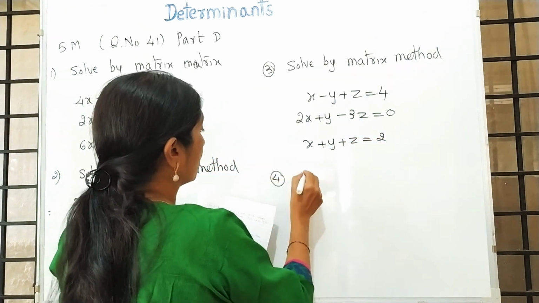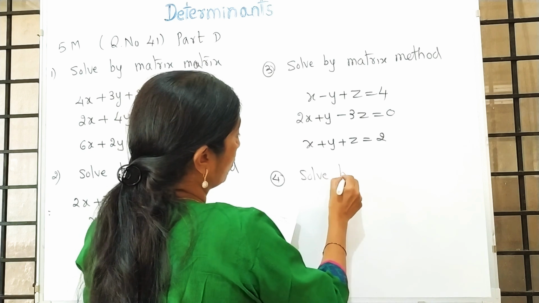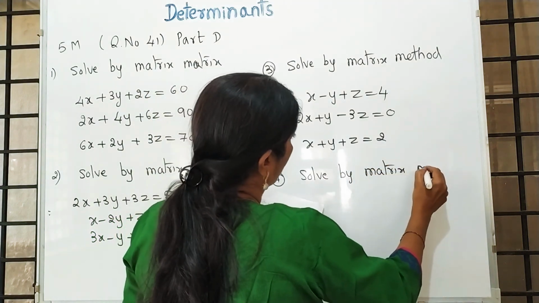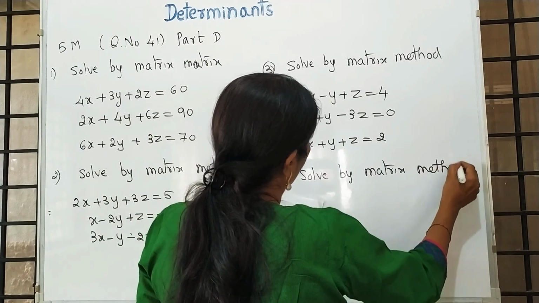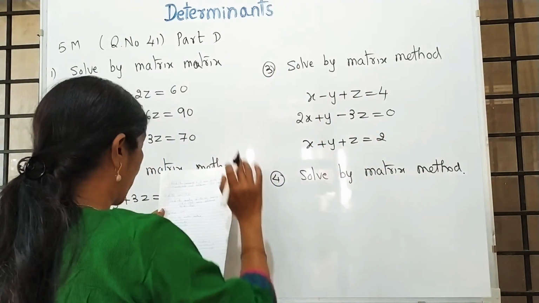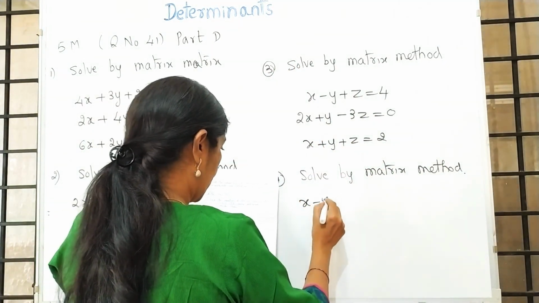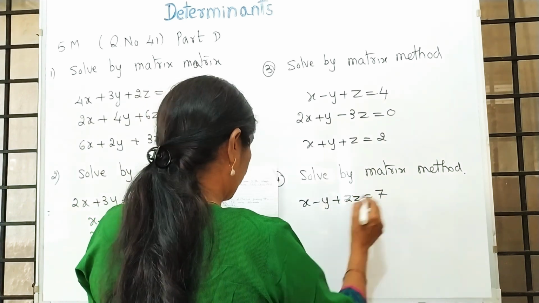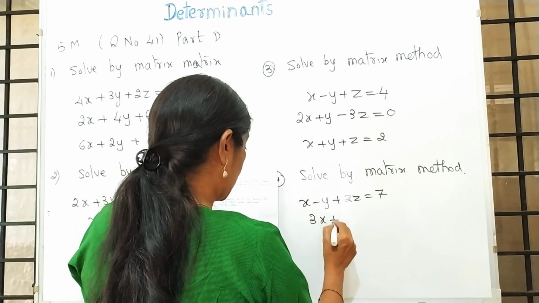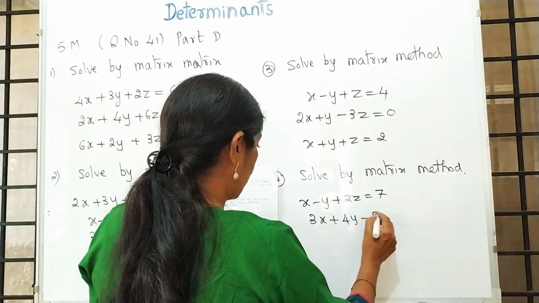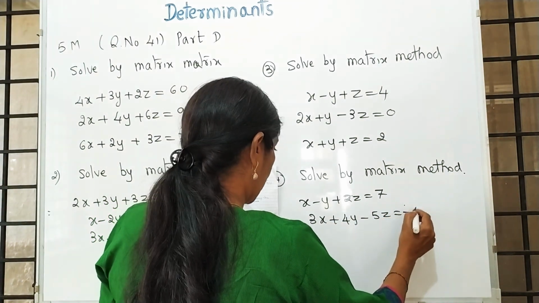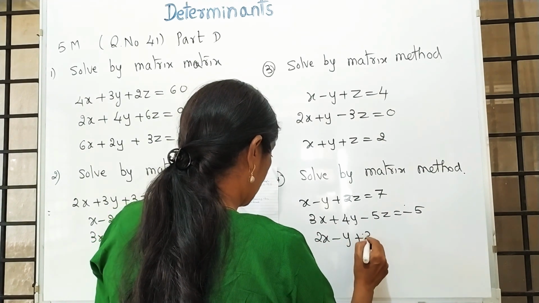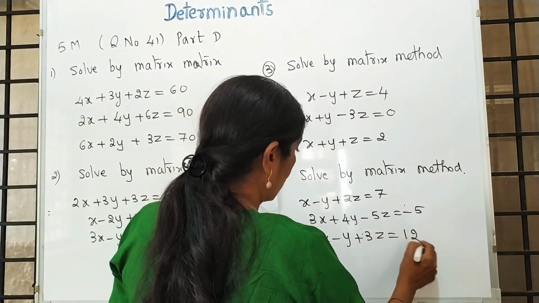Fourth one. Same question. Solve by matrix method. There will be no different question at question number 41. This fixed question of matrix method. x minus y plus 2z is equal to 7. 3x plus 4y minus 5z is equal to minus 5. 2x minus y plus 3z is equal to 12.